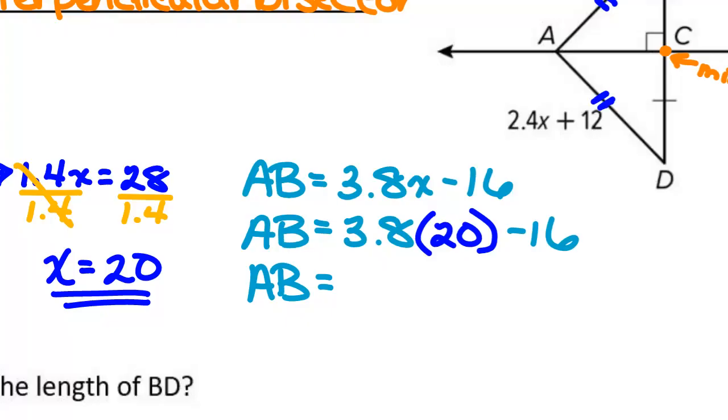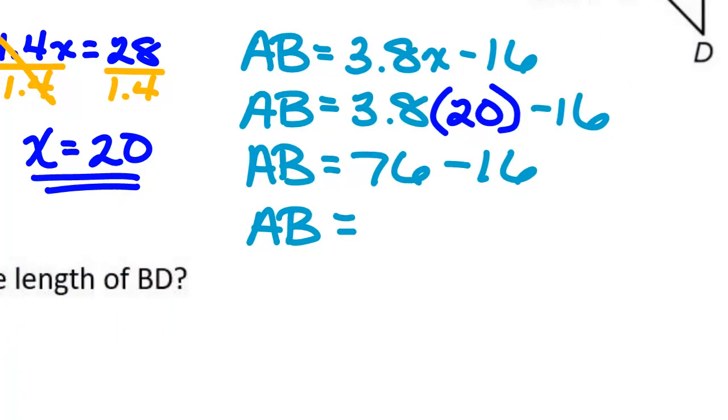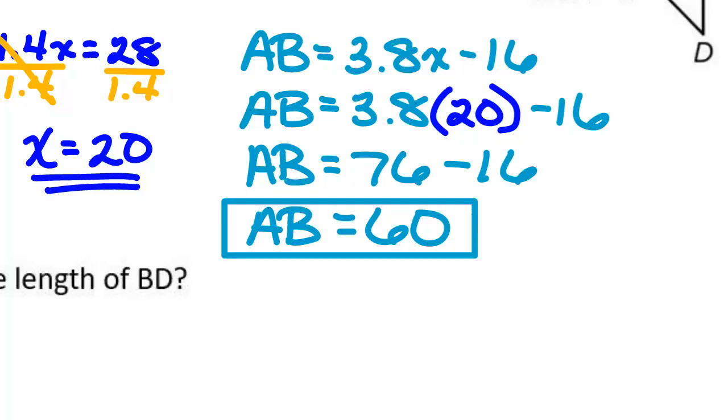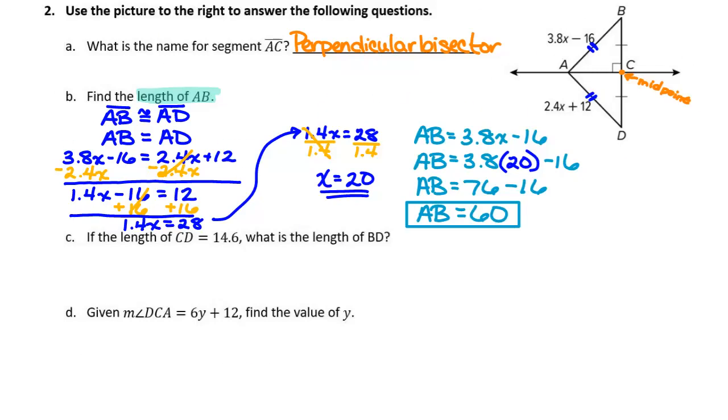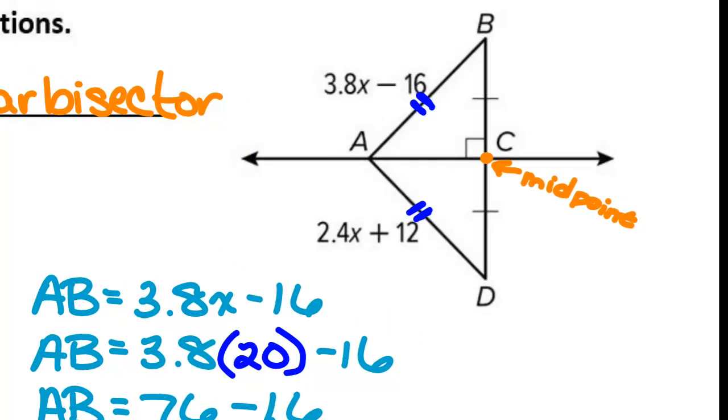What is 3.8 times 20? 76. So I have 76 minus 16. And what is 76 minus 16? 60, yes. So AB equals 60. That would be my final answer there for part B. Part C, if the length of CD is 14.6, what is the length of BD?